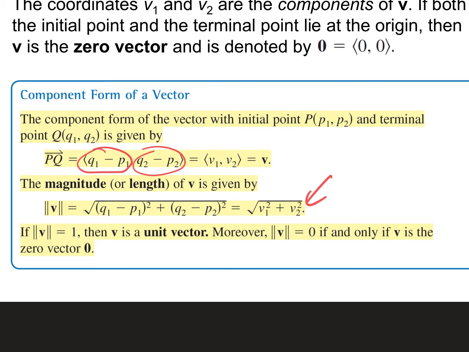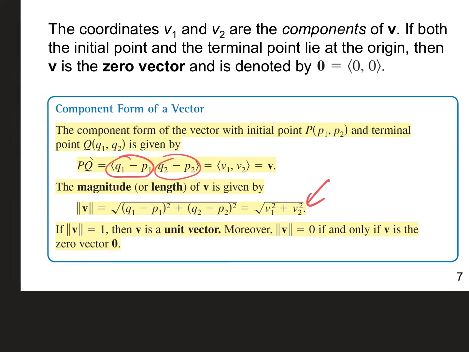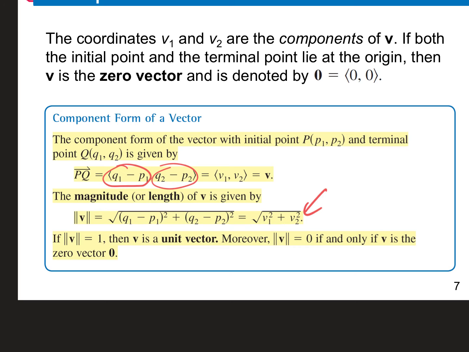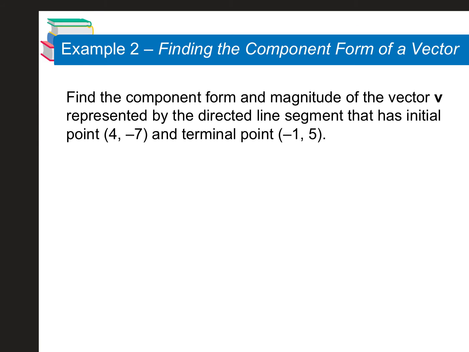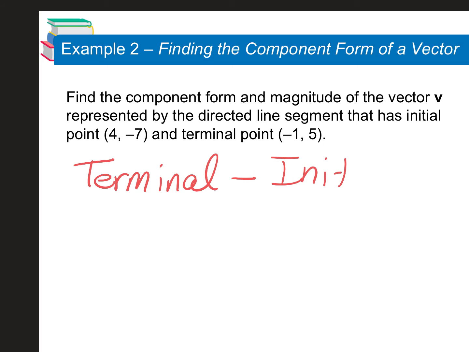Now, I understand you guys are like, what are you talking about? Watch what I'm talking about here. We'll do it with numbers. First thing I can tell you that is the most important for you to write down is terminal minus initial. If we get that order wrong, then our problem is wrong. In order to find the component form, given the 2 points, you have to take the terminal minus the initial.